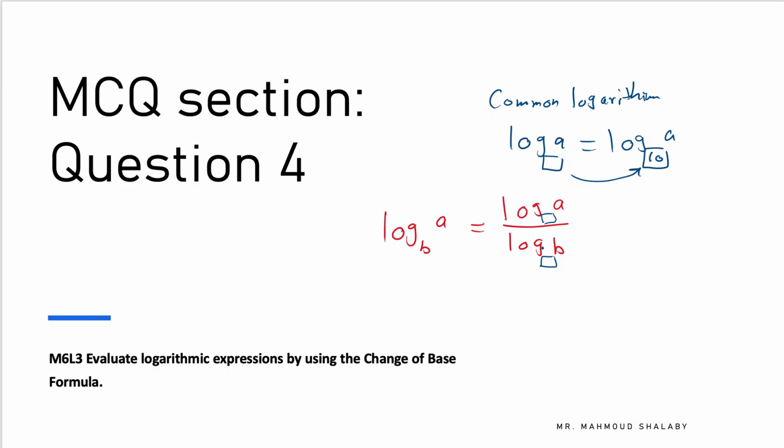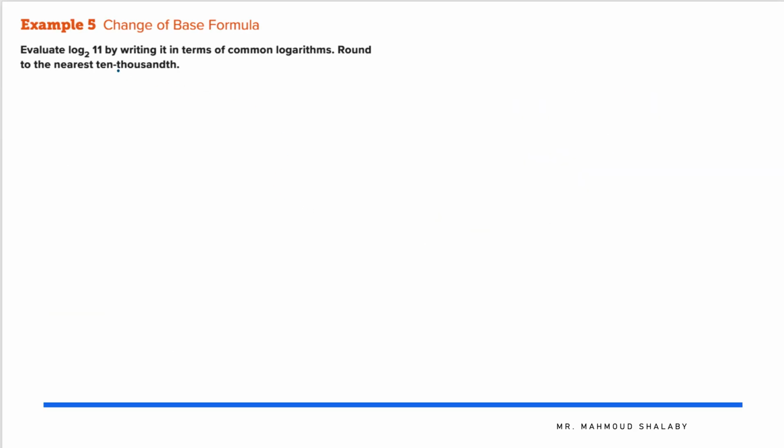What if I change this to any other value? Will this change the rule? No. For example, if I put 5 and 5, it will be the same. If I put 7 and 7, it will be the same, but it must be exactly the same base for both. Now, let's solve the question.